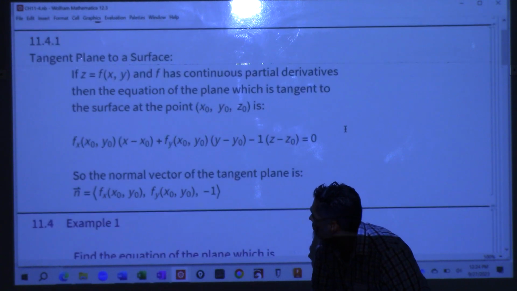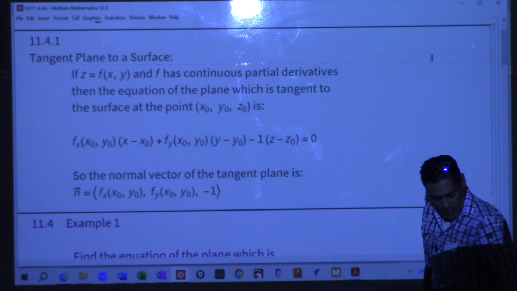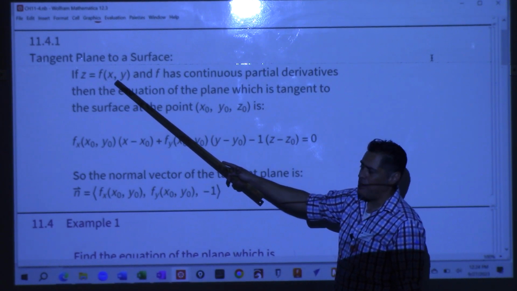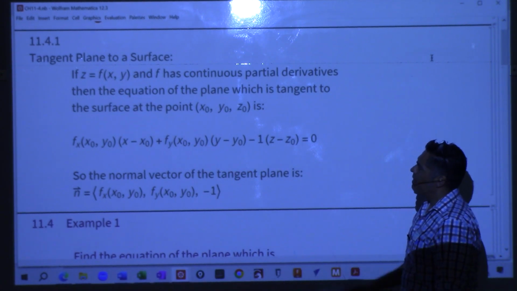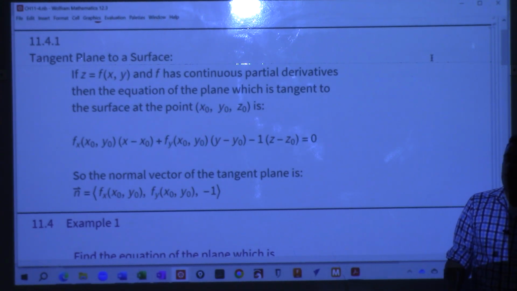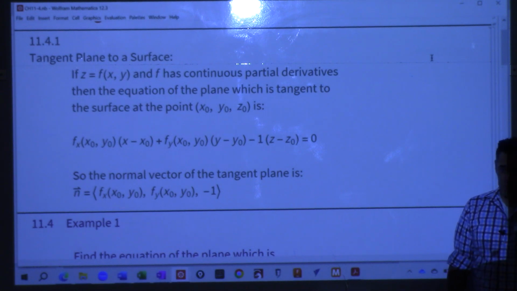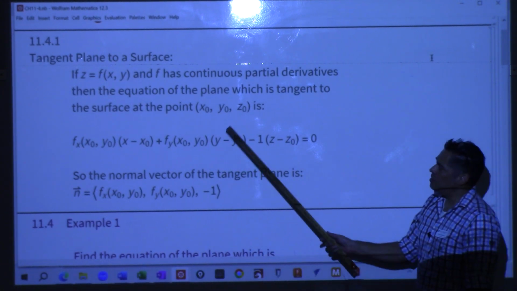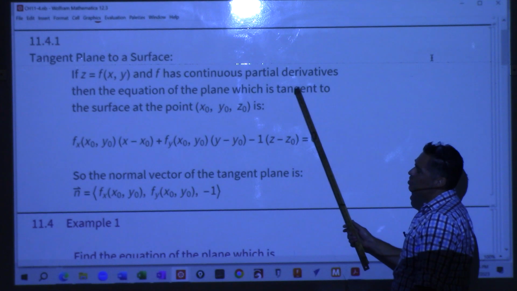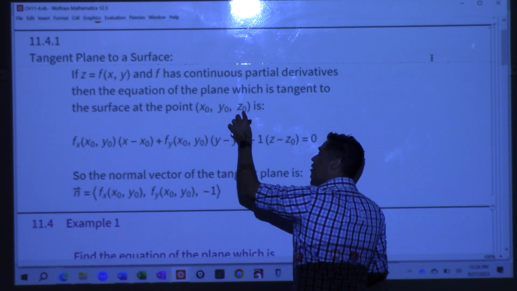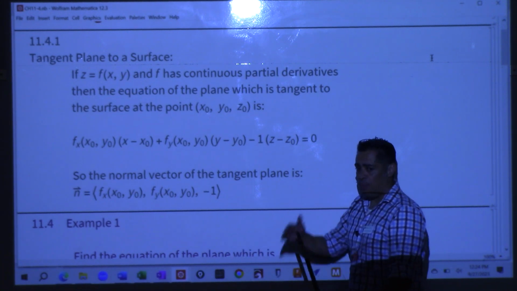So this is the actual formula for it. If somebody hands you a surface, z is some function of x and y, and it has continuous partial derivatives. All that means is that when you take the partials of the surface you're looking at, it's not something crazy that you can't graph. The partial derivatives are nice, they're well behaved. Then the equation of the plane which is tangent to that surface at some given point x naught, y naught, z naught is, well, it's a plane, right?